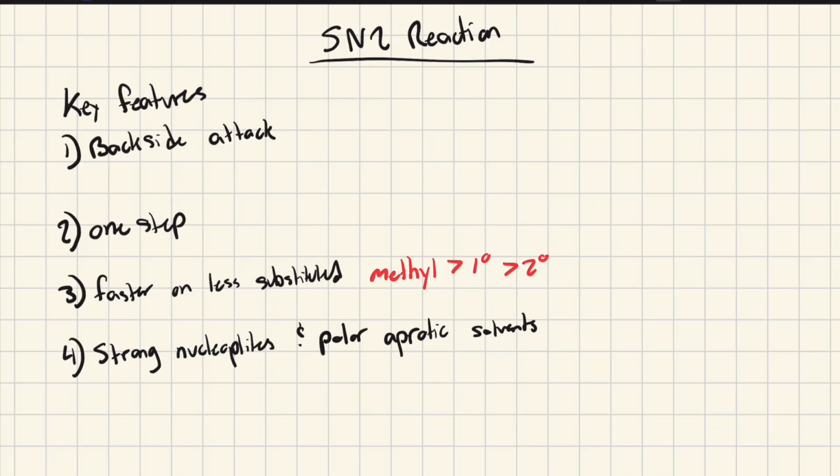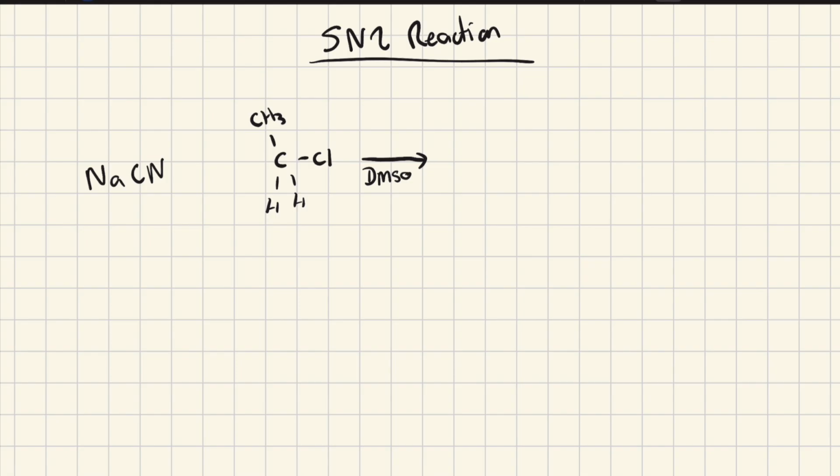Now before we continue, since it's an SN2 reaction going off of our feature number 2, I want to talk about the rate law. So the rate law, we're going to need our nucleophile and also our substrate, making it bimolecular. Let's look at this example. This is sodium cyanide with a primary halide.